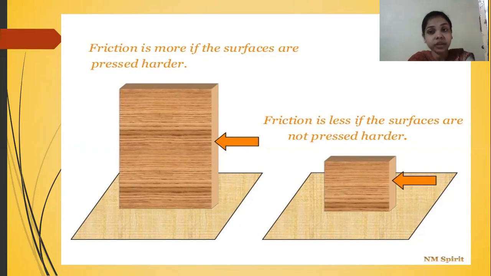Then the factors affecting the friction. Two factors affect the friction. One is the nature of the surface and another is how the two surfaces are pressed together. If the surfaces are pressed together harder, then there is more friction, and if the surfaces are not pressed harder, then the friction is less. Okay, so in the next class we will learn the types of friction.